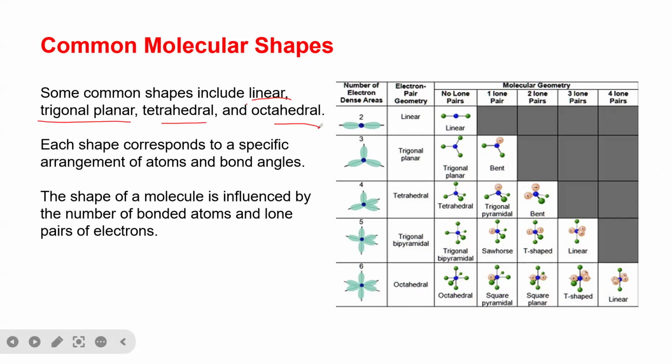For example, the first one is linear, and the electron pair geometry here, and then we have no lone pair.